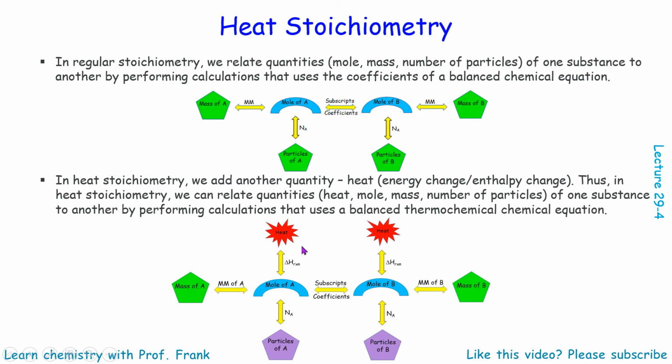There are so many calculations that can be carried out using those relationships. For example, we can convert from the heat of substance A to the moles of substance A, then from moles of A to moles of B, and then from moles of B, we can convert that to the mass of B or the particles of B.